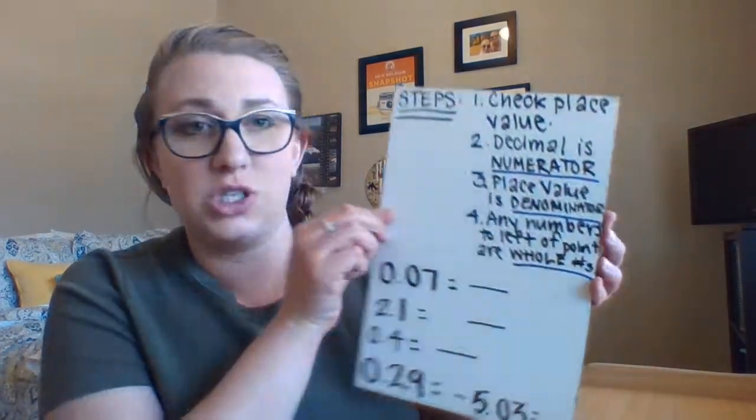Basically, you're just inspecting the number, okay? You're looking at it, thinking about the place value, and then there's some quick steps that I'm going to show you. Okay, so if you want to take notes on this, I'm going to hold up my board, and you can pause and write them down. I'm going to talk you through them as well, so it's kind of up to you what you do.